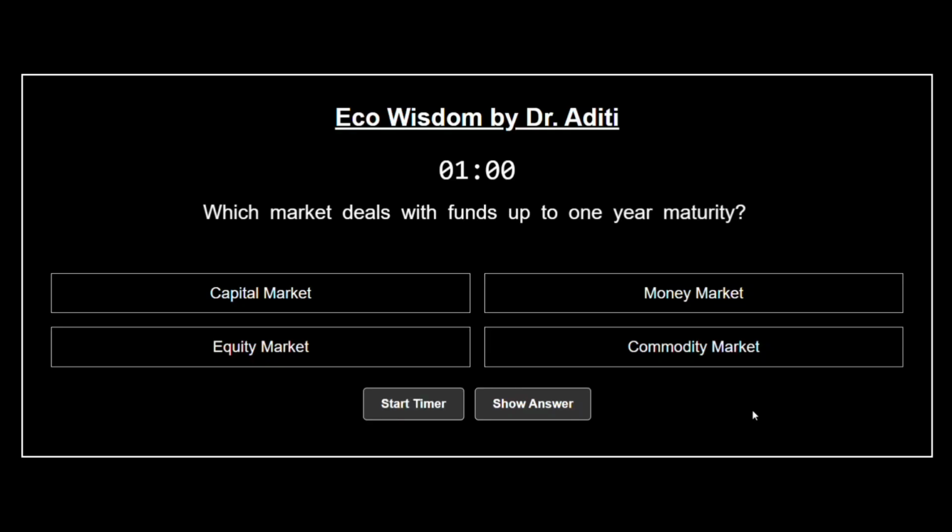Next question is, which market deals with funds up to 1 year maturity? Capital market, money market, equity market, and commodity market. Find your answer.